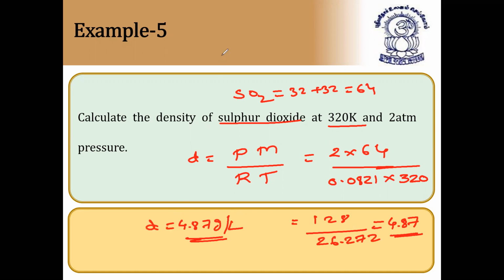Let us check this answer now. So it is 4.878 grams per liter. I have taken only one decimal. They have taken 3 decimals. That's all. So 2 decimals. I hope it is clear.